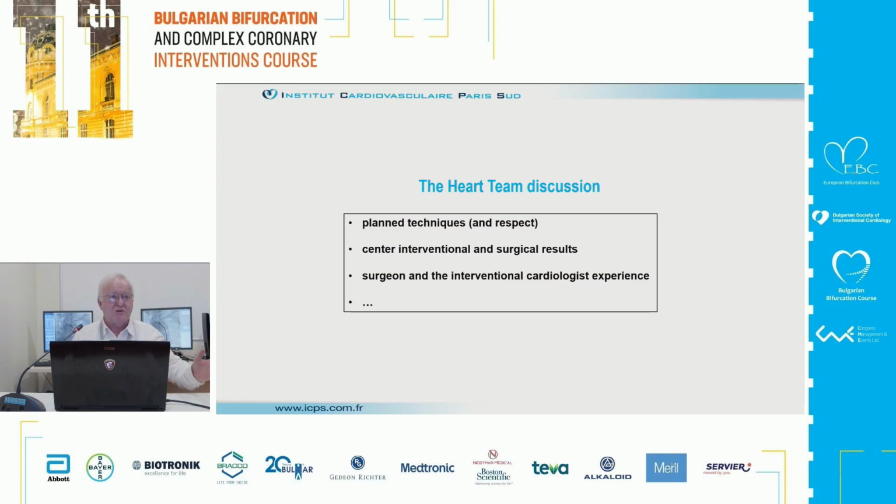For the surgeon, to respect the number of grafts. For PCI, to be sure that you will open a CTO. In a center, you have to take into account the result of surgical and interventional teams and take into account the individual surgeon or interventional cardiologist.